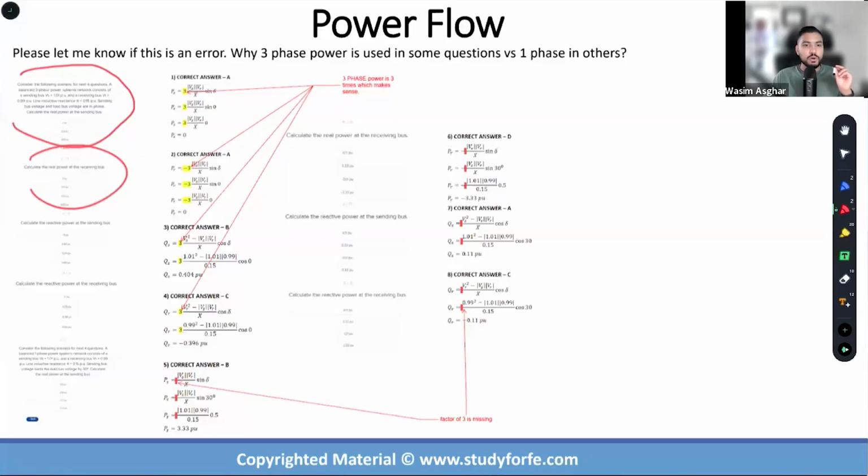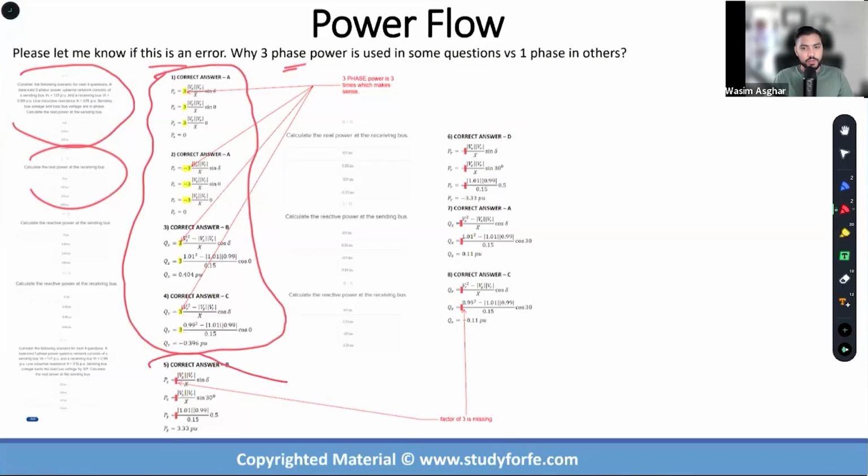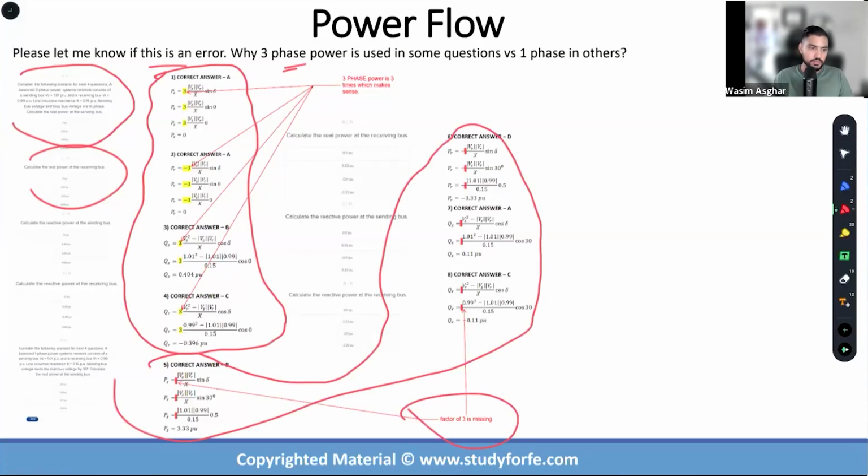Anyways, what he is saying is, Wasim, let me know if there's an error. For the first 4 questions, you included a 3. But in the remaining 3 or 4 questions, the 3 is missing. The factor of 3 is missing. So what's wrong here? What is the simplest explanation for this?